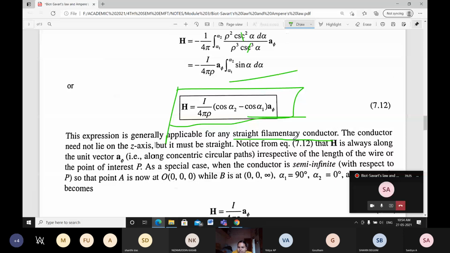From the equation, what we observe is that H is always along the unit vector a phi, in which direction the angle is changing, the angle of a concentric circular path. Irrespective of the length of the wire or the point of interest, it doesn't give anything about the length. Whatever the length, the magnetic field will be uniformly distributed throughout the wire. That's what they are telling here.